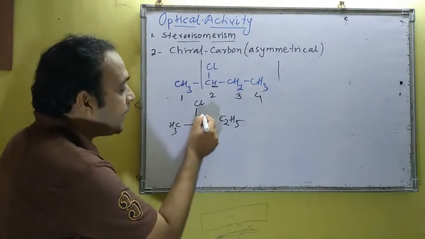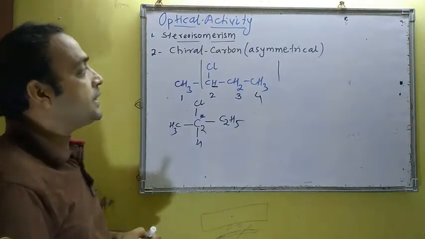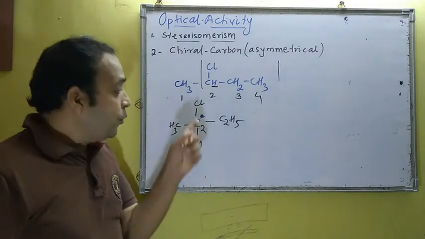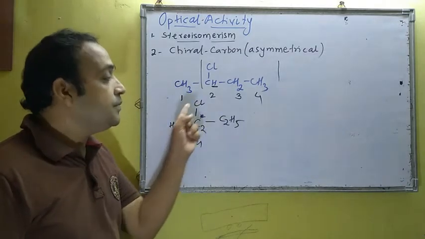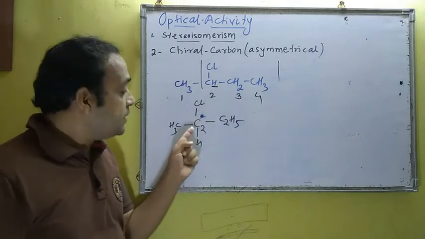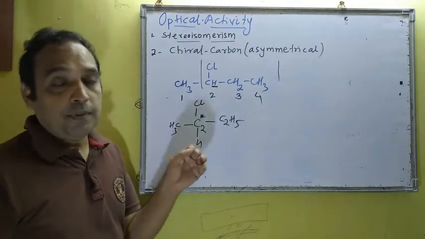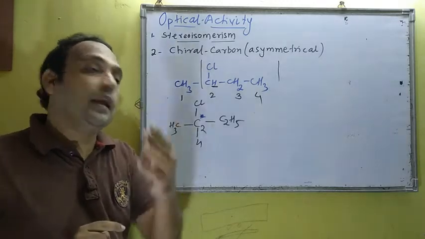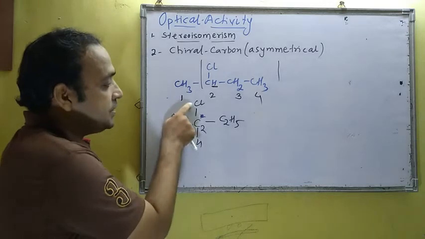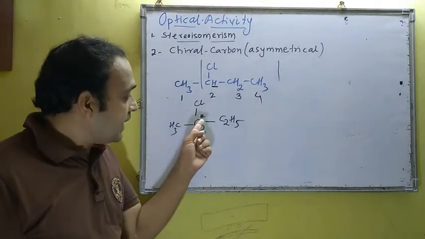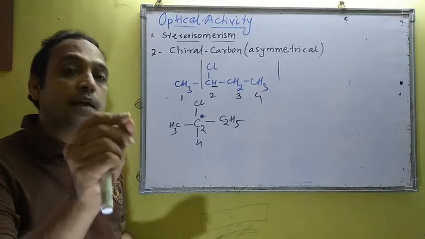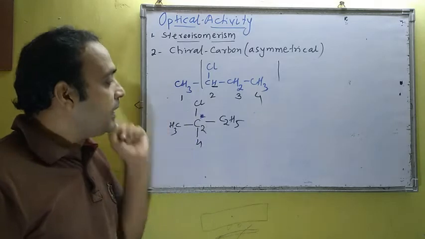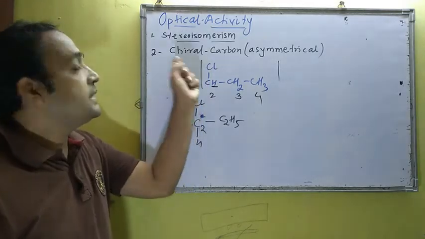Now can I say this carbon is an asymmetric carbon, or this carbon is a chiral carbon? Yes, a carbon in a molecule which contains four different atoms or groups attached to it is called a chiral carbon. That means a carbon whose four valencies are all different, like here CH3, H, Cl, C2H5. This chiral carbon is represented by an asterisk. So this is an important concept for optical activity, that is, the chiral carbon.